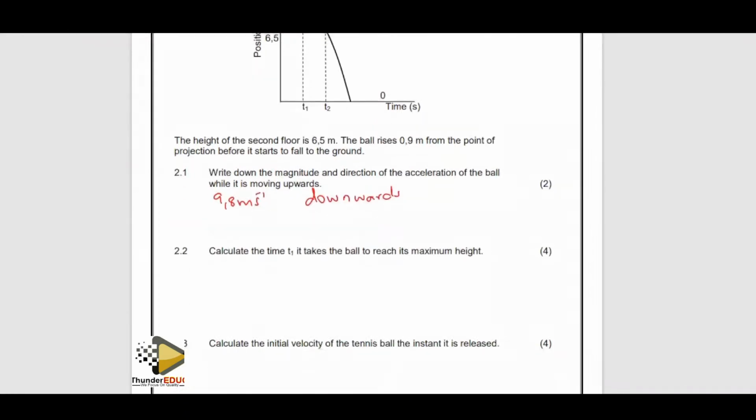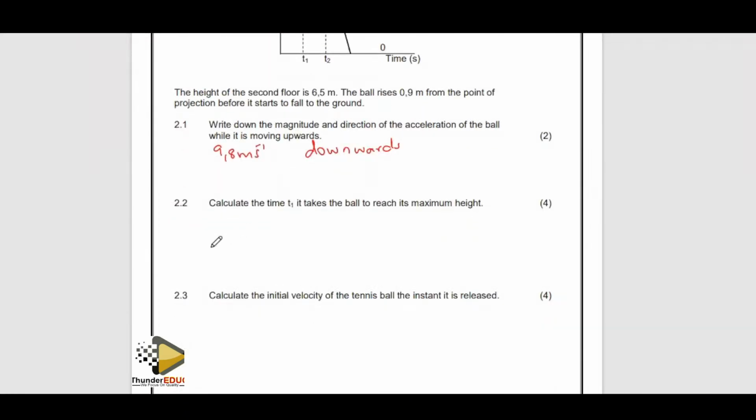Okay, one thing we know about maximum height is that the final velocity has to be 0. That's one thing we need to know. Final velocity has to be 0.